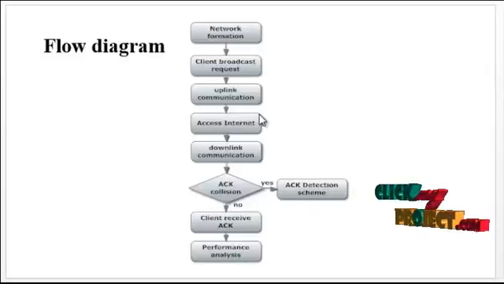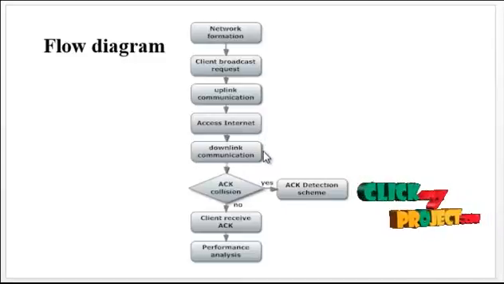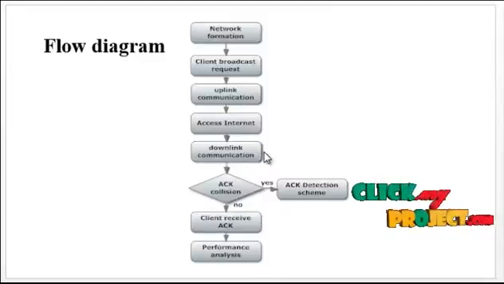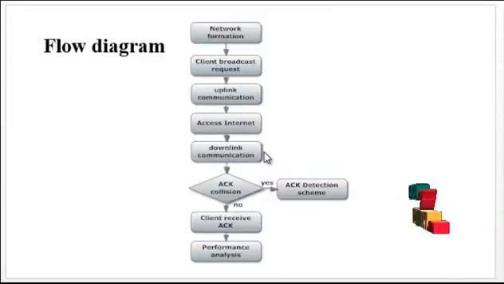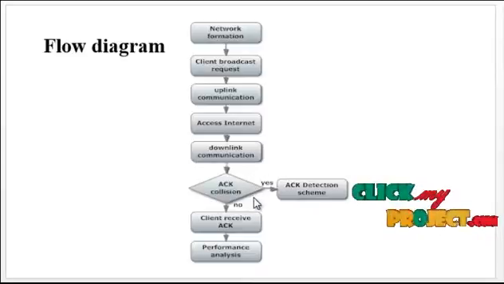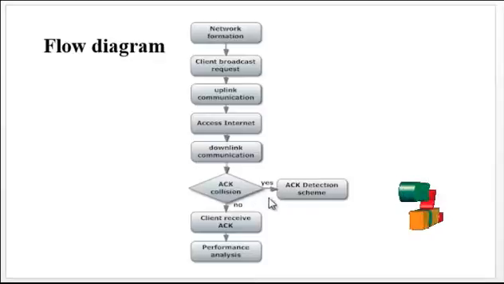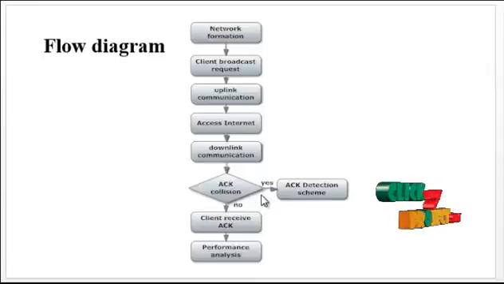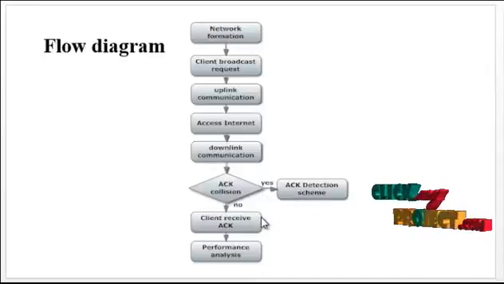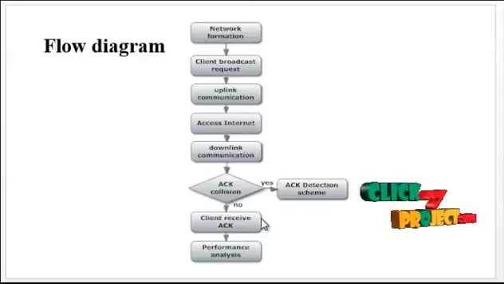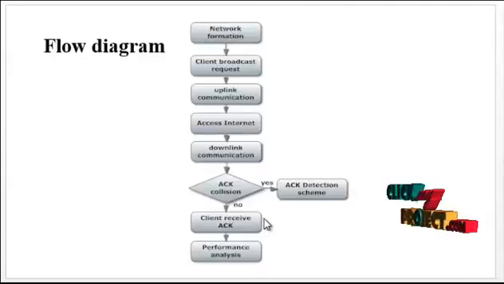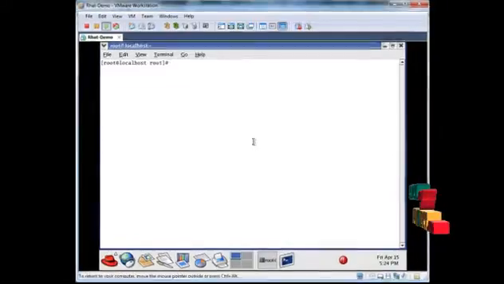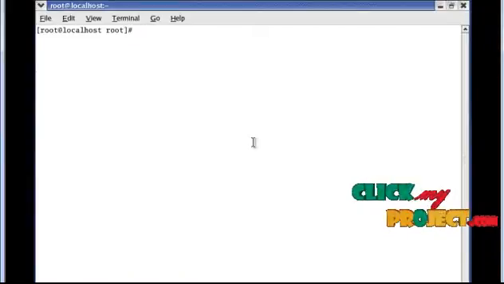Then from the internet, the downlink communication is processed. That is the response messages that are processed to the client. After it gets the acknowledgement, the collision is checked. If a collision has occurred, then the acknowledgement detection scheme is included in the process. If not, the client receives the acknowledgement. After that, the performance is analyzed in the network.